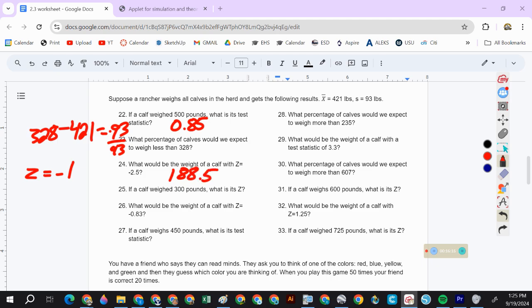188.5. Oh, that's a skinny cow. Or a baby cow. It's probably dead. Most people don't weigh the calves after they die. Most.